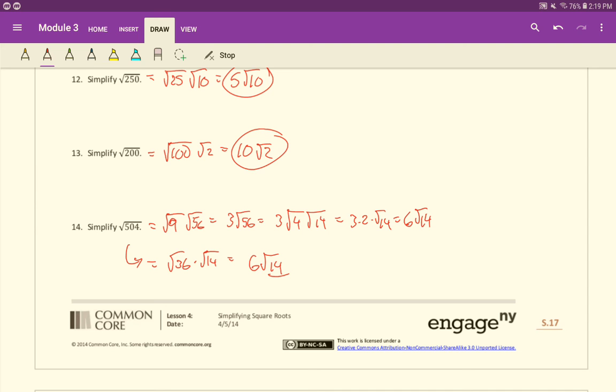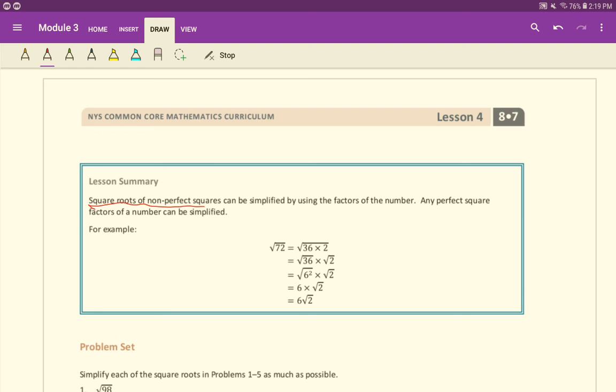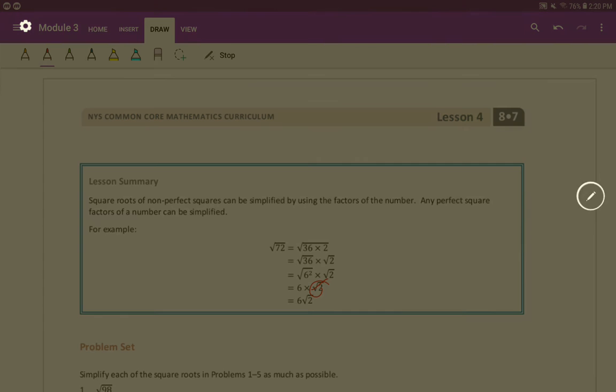All right, so in summary, square roots of non-perfect squares can be simplified by using the factors of that number. Any perfect square factors of a number can be simplified. Okay, and there's our example right there. 72 is not a perfect square, but we can still simplify the square root of it by breaking it into 36 and 2, and then simplifying that square root of 36 to be just 6, and then leaving the root 2 because we can't square root it.